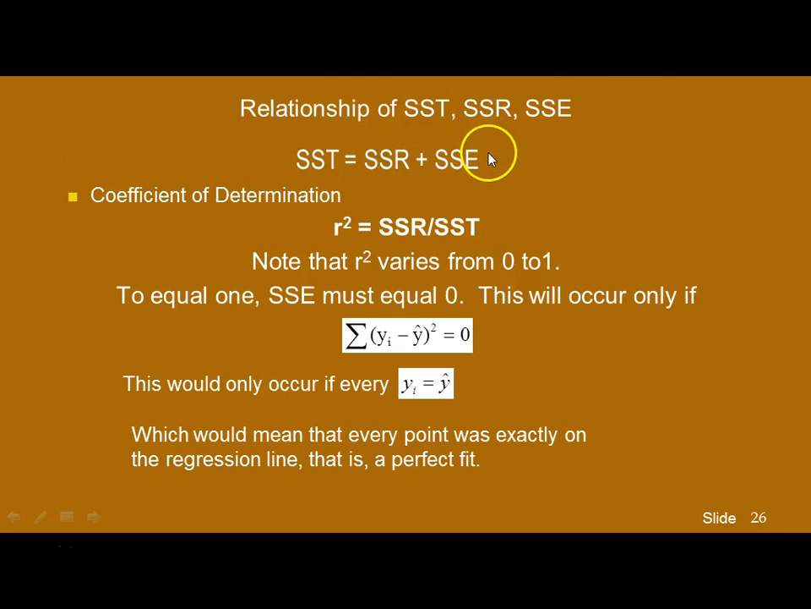Since SST is the sum of these two parts, the largest that R squared could ever be would be if SSE was 0, then SSR and SST would be equal, and you would have a ratio of 1. The only way SSE can be 0 is if every term in this sum were 0, which would mean that every value of y is exactly on your regression line. In other words, if you had a perfect fitting regression line, all the points lie exactly on the line, then there will be no unexplained variation. It will all be explained by the regression equation.